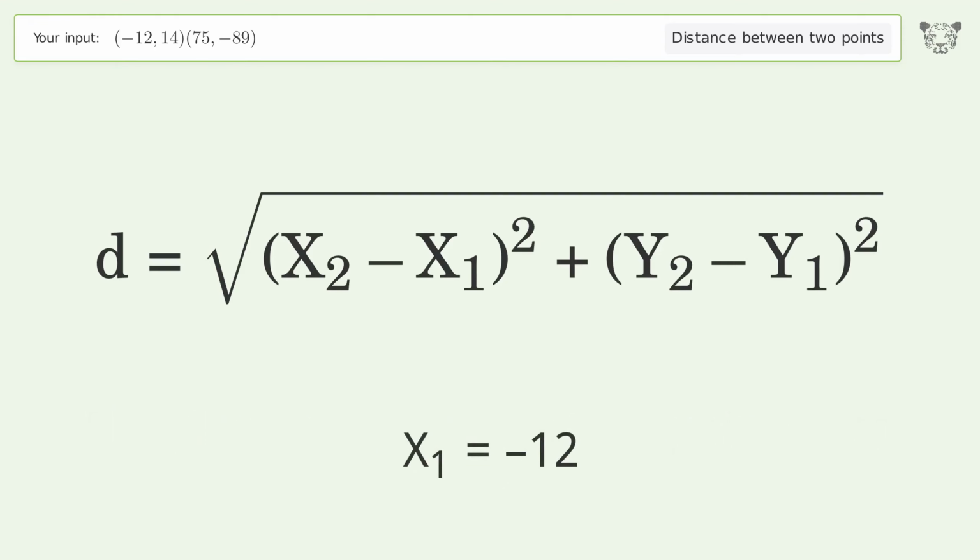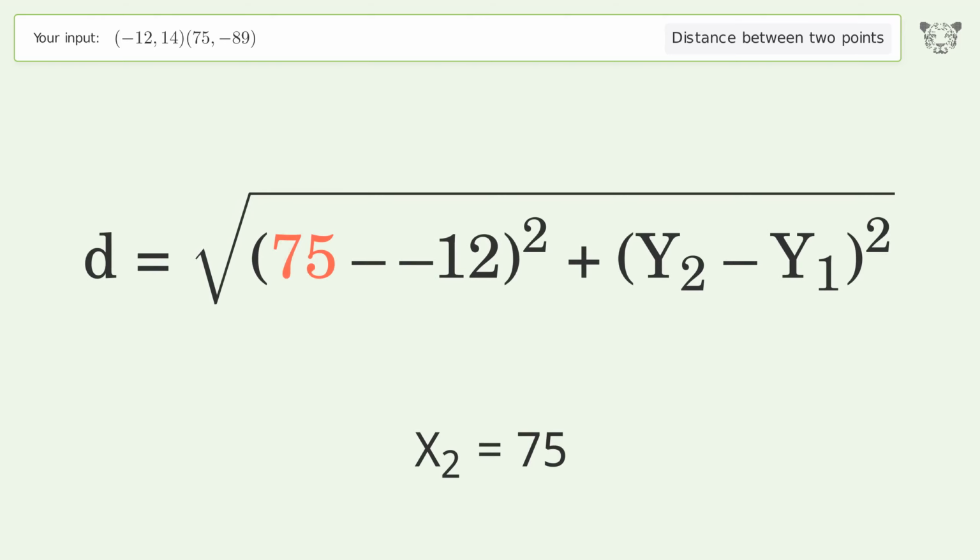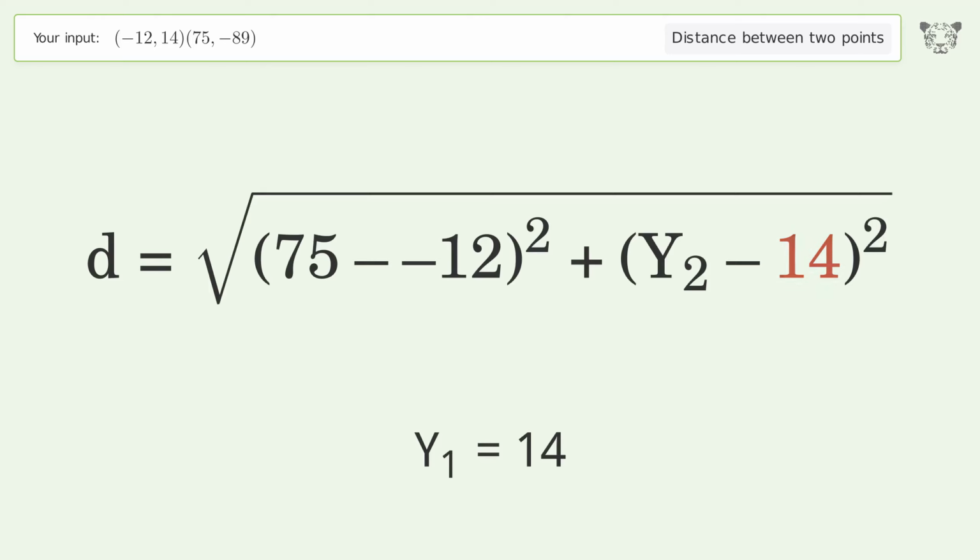x1 equals -12. x2 equals 75. y1 equals 14. y2 equals -89.